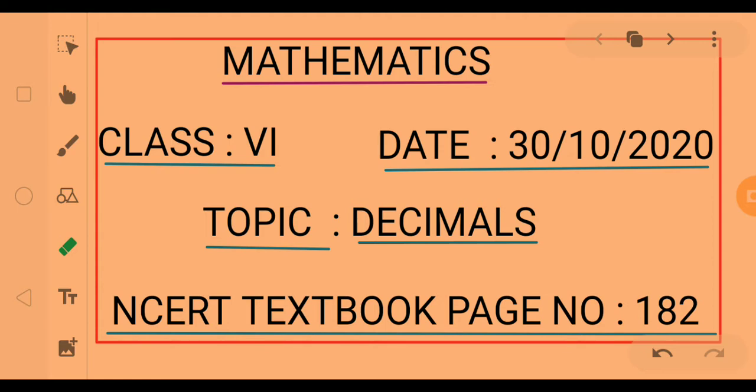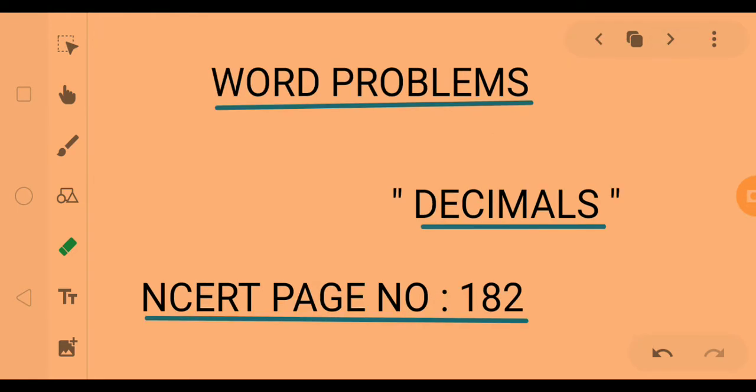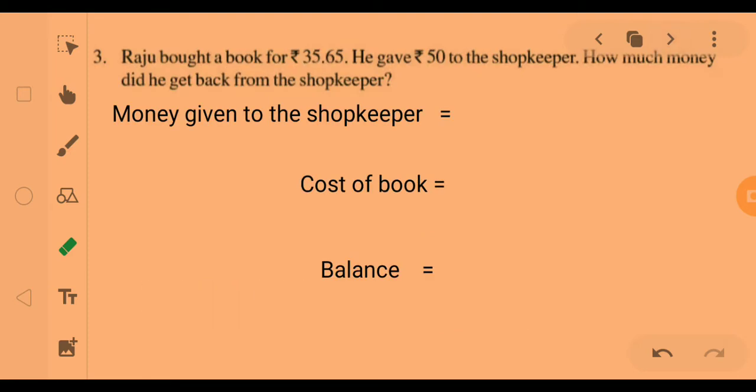In today's module, we shall discuss word problems on decimals, the subtraction word problems of decimals. You can refer to the NCERT textbook page number 182. So let's get started. Here we start with the word problem.